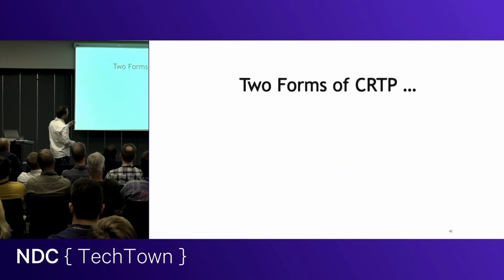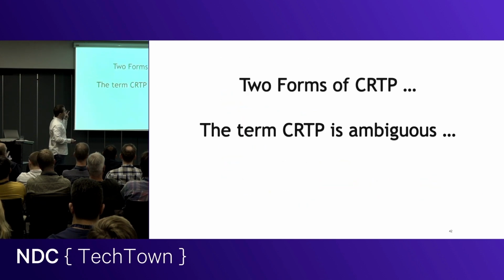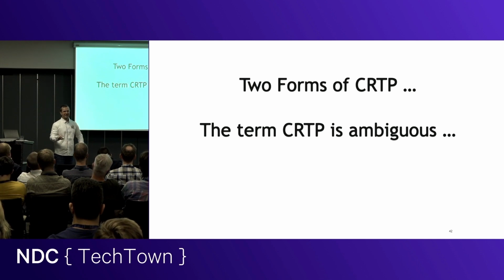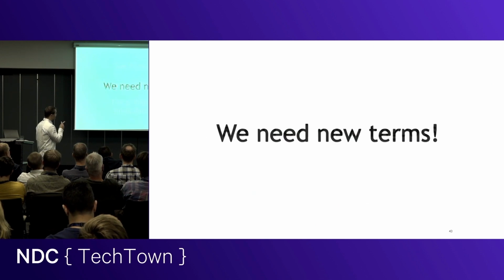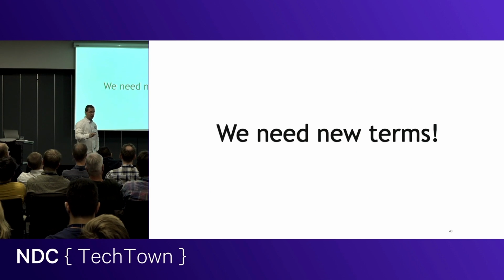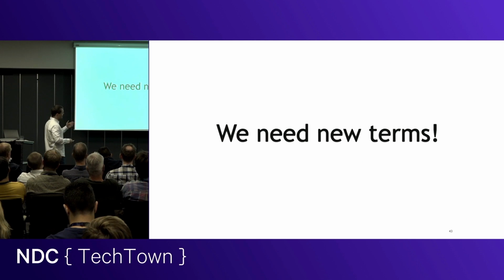So there are two forms of CRTP, but the term, because of this, is kind of ambiguous. So if I say CRTP to you, you might think about exactly the opposite thing. That is kind of a problem. Now, this is an ambiguity, a misunderstanding. This led to people using the wrong thing in their talks. So what we do need is new terms. We need new terms in order to disambiguate between these two things. And I believe we kind of have them already.